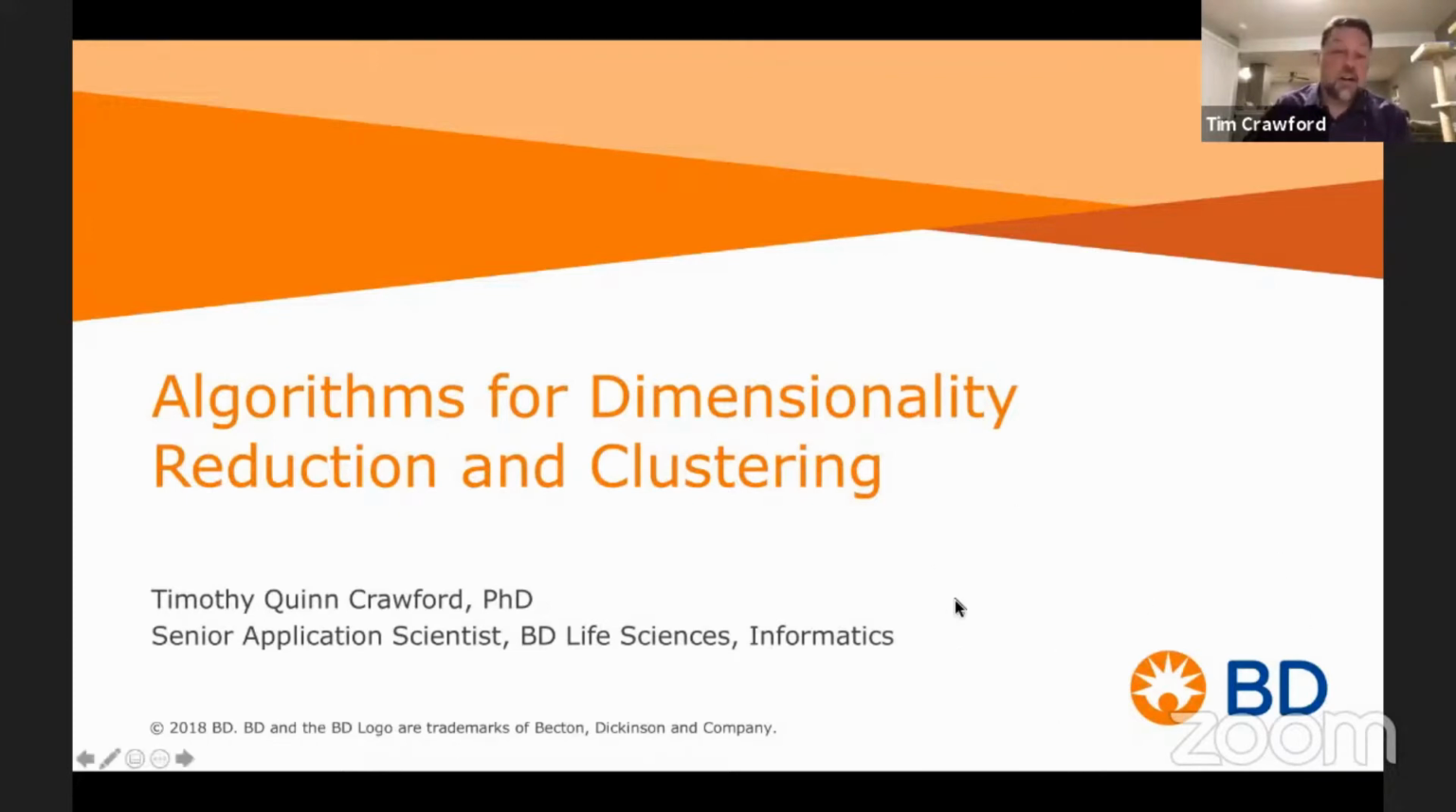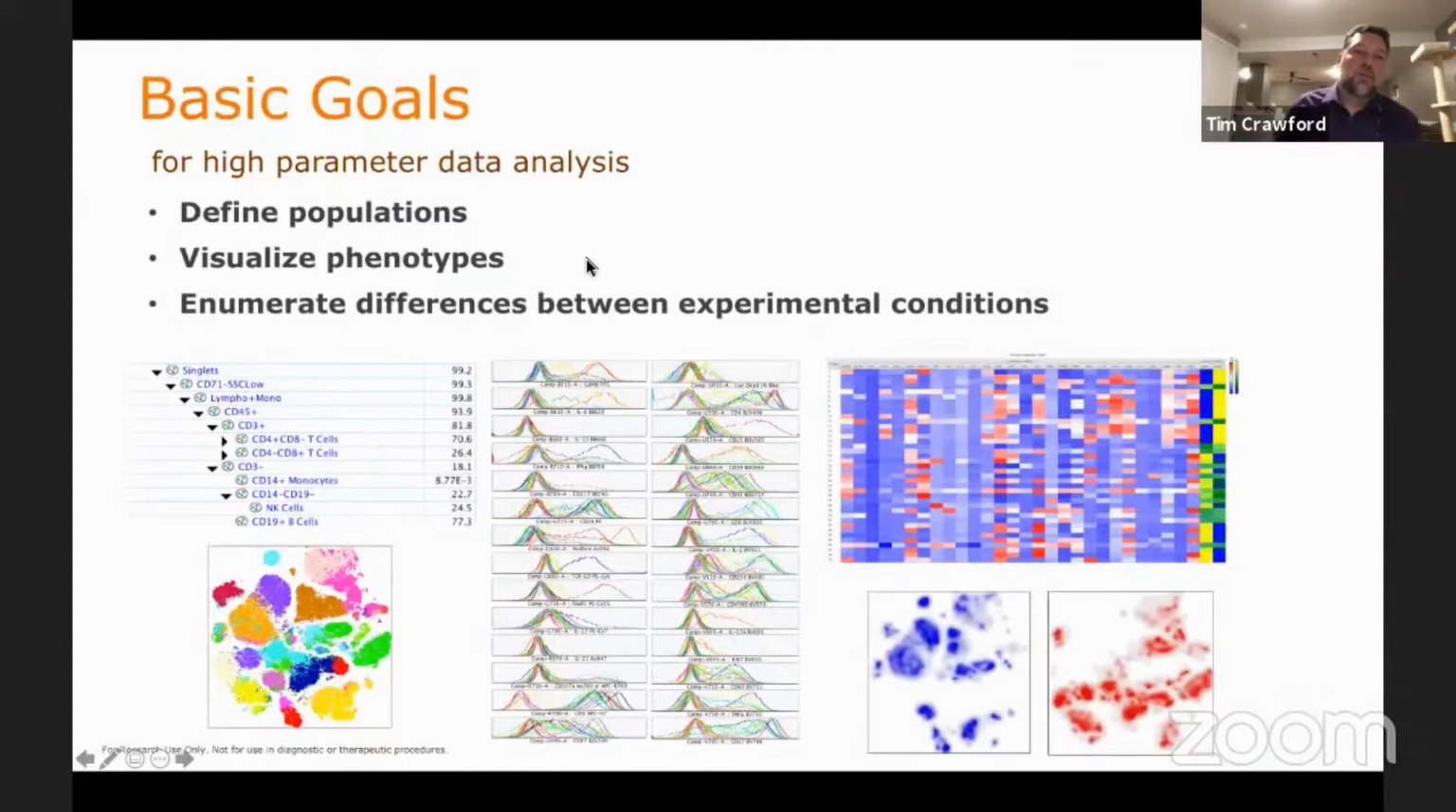This is a non-commercial talk. I'm a senior application scientist with the BD Life Sciences Informatics Group, formerly known as FlowJo, and I'll be giving you my opinions and insight on how to properly utilize some of these clustering algorithms and dimensionality reduction techniques that are available to mine high parameter data in a meaningful way. As I see it, the basic goals for high parameter analysis are to define your populations within your high parameter data space, visualize the phenotypes of those populations, and then enumerate the differences in populations between your experimental conditions.